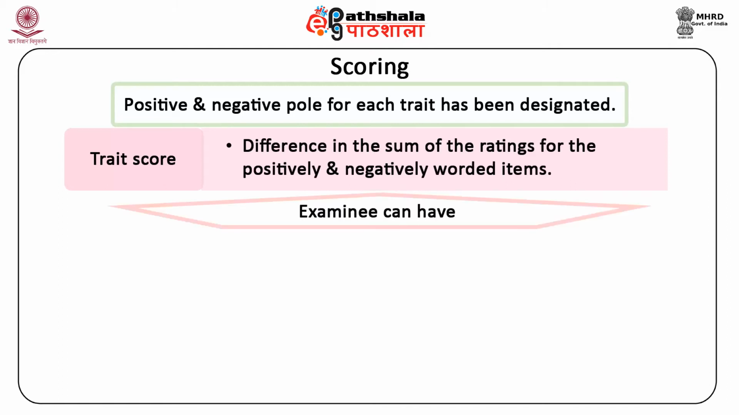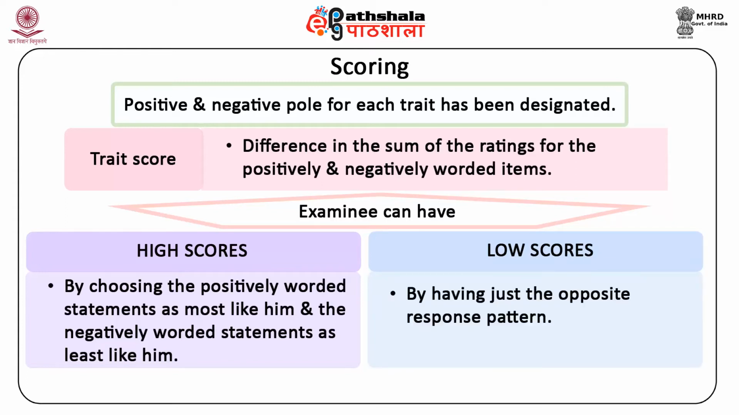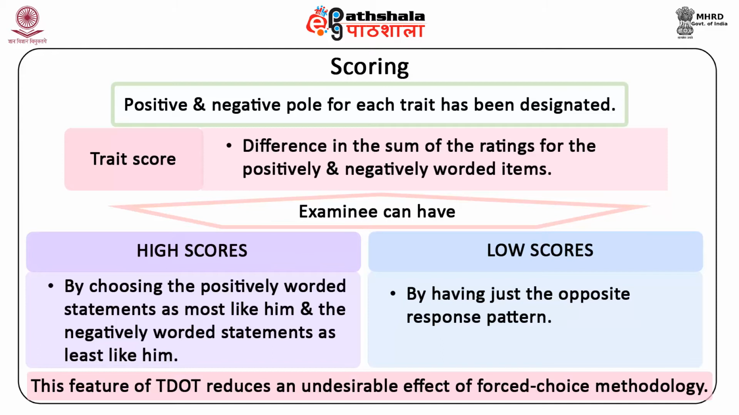An examinee can have generally high scores by choosing the positively worded statements as most like him and the negatively worded statements as least like him, or generally low scores by having just the opposite response pattern. This feature of the TDOT reduces an undesirable effect of forced choice methodology in that it avoids the necessarily negative average correlation between scales that characterize the usual forced choice format.